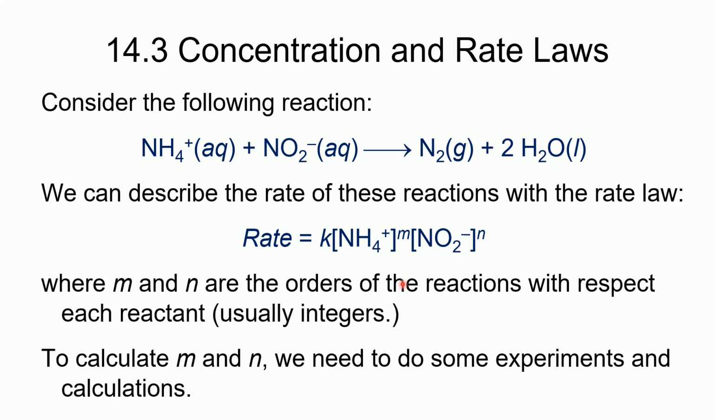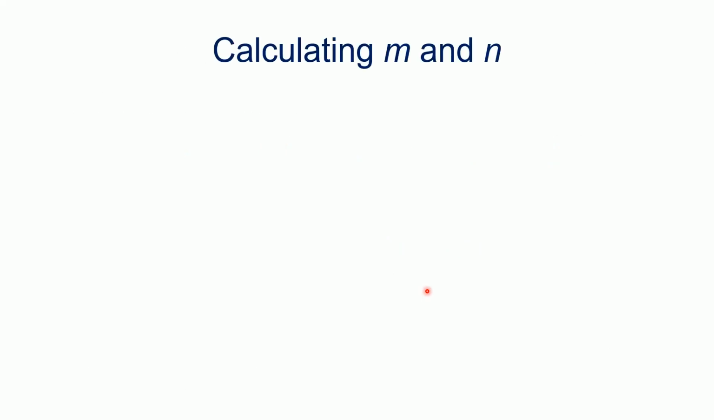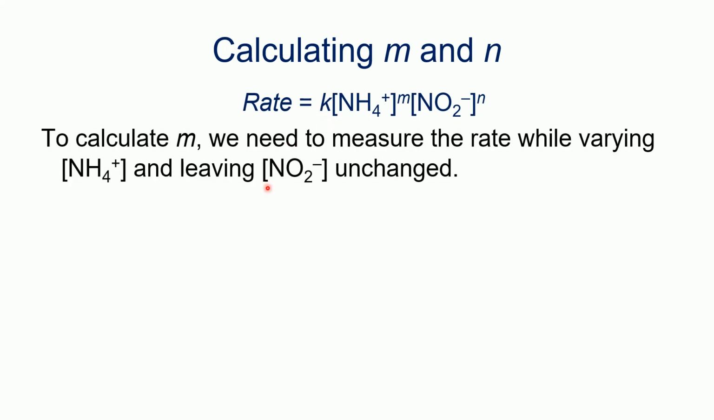All right. But in order to calculate M and N, we need to look at some experiments and do the calculations. So when it comes to calculating M and N, here is our rate law. If we're going to calculate M, we want to change the concentration of ammonium ion while leaving the concentration of nitrite ion unchanged.